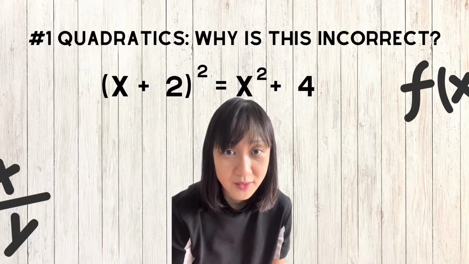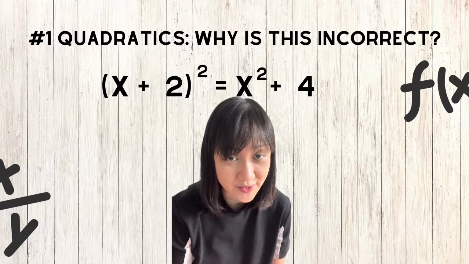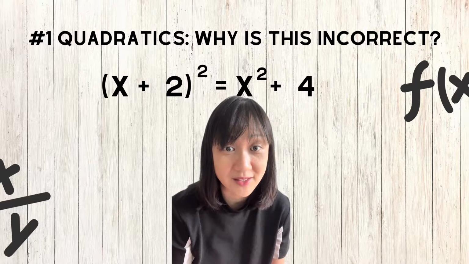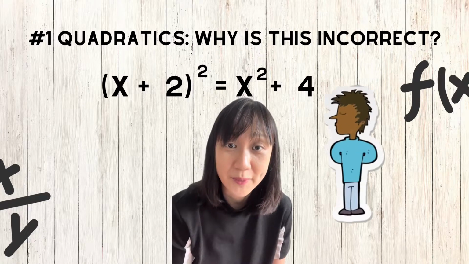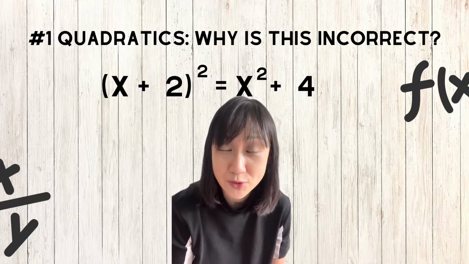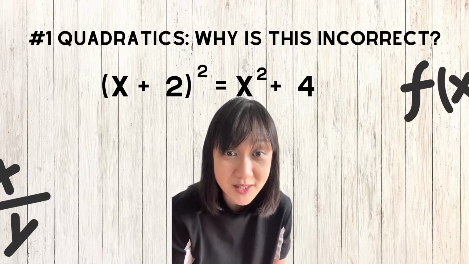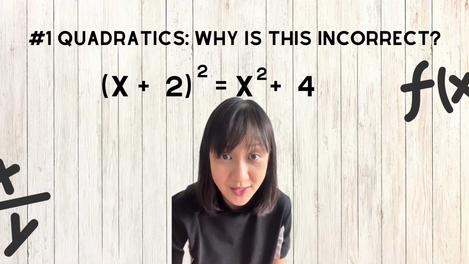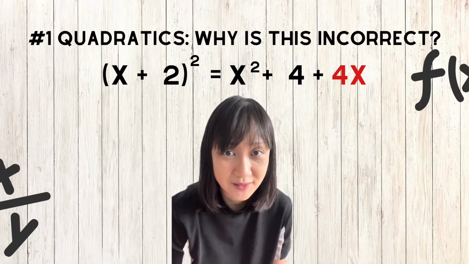4. Okay, what they do is they take the first term, which is x, and they square it, and the second term, which is 2, and they square it, and that's how they get x squared plus 4. But they ignore the fact that the first term, which is x, can be multiplied with 2. So there's actually missing values there. What is missing? The missing value is actually 4x.